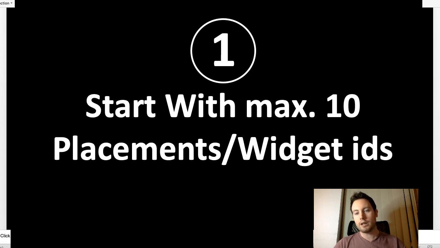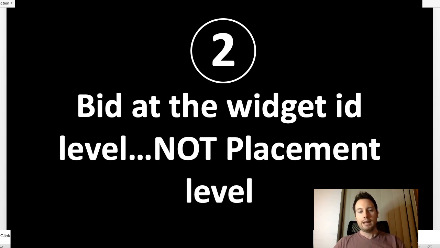And the reason I start with 10 is it's enough to have an understanding that, okay, these are 10 placements that I can actually get spend away, but that will potentially drive conversions. When you start to spend and understand something isn't working, you can cut at the widget ID level, not the placement ID level. Again, just reiterating, bid at the widget ID level, not the placement level.